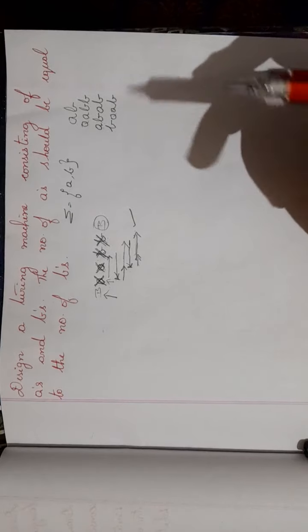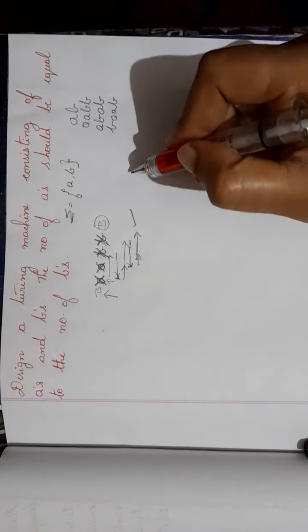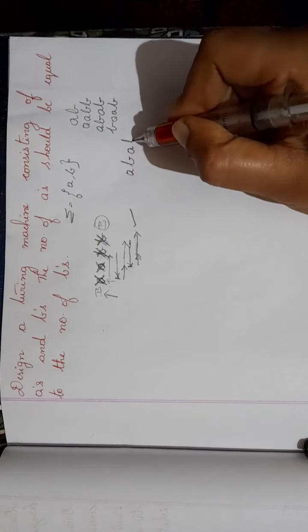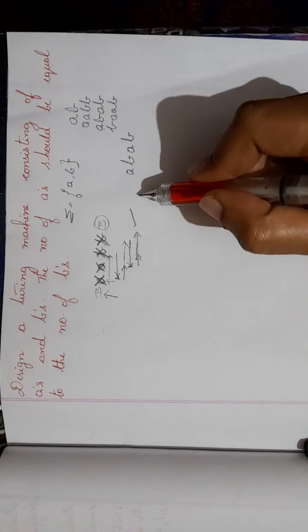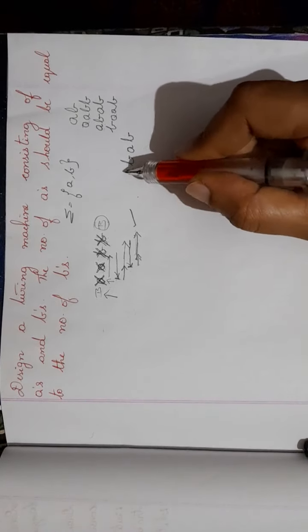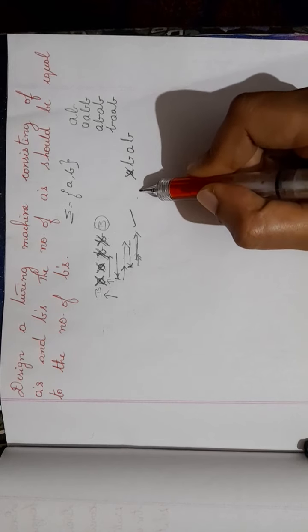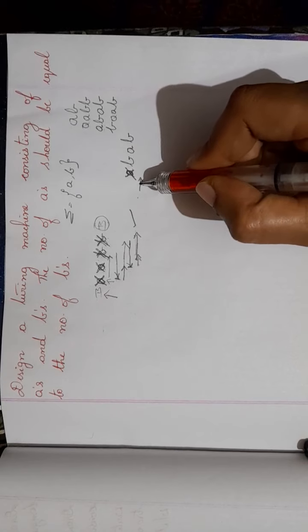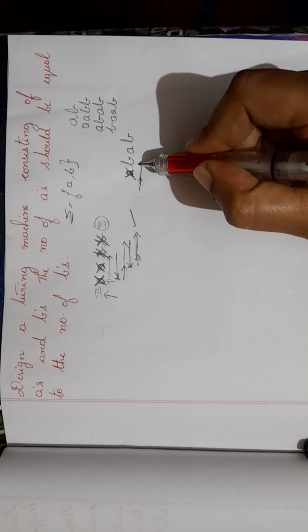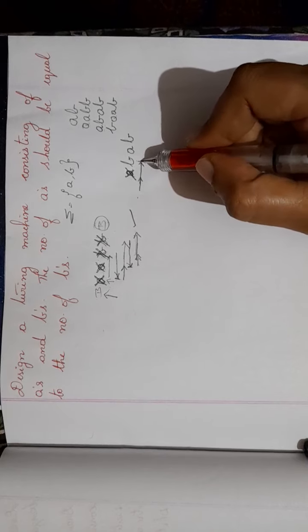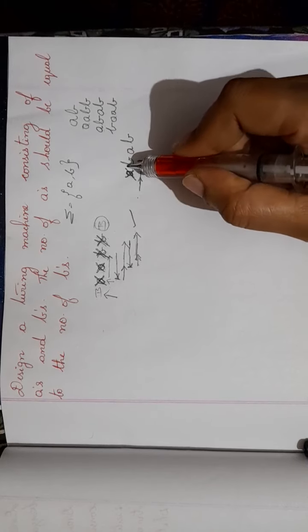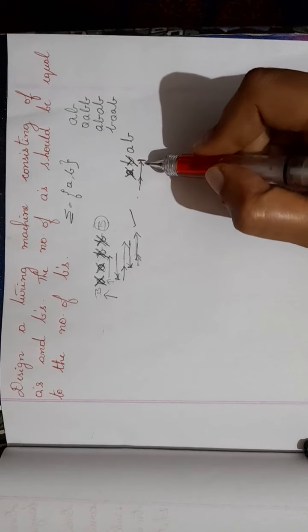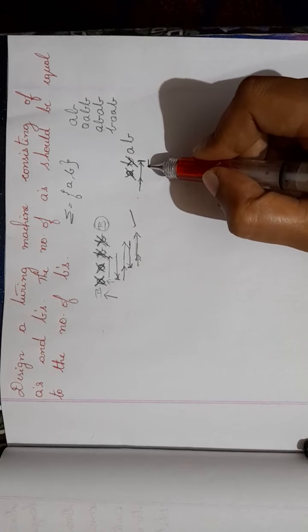I'll take one more example. A, B, A, B. Okay, A, B, A, B. So A, change it to X. I found the first A, change it to X. Keep on moving right till you find a B. I found a B, I will stop here. I will change B to Y. After changing B to Y, I will turn towards left.